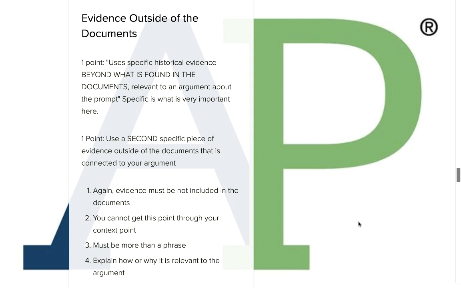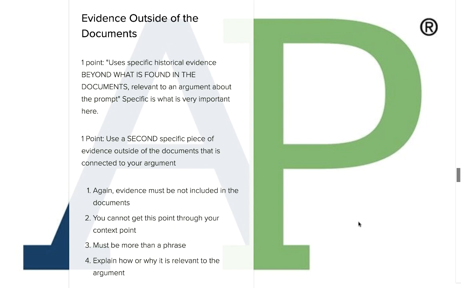But some specific things, okay? Evidence, again, must not be included in the documents. You cannot get this point through your context. So context is separate than outside evidence, because you might be referencing things in your content or your context that aren't in the documents. That's not where you can get evidence points from. It has to be in the body of the essay, and it must refer to the argument, as I have number 4. And here it must be more than like a phrase or a reference. You can't be like, just like the moon landing, and then you leave from there. Like, that's not going to work.